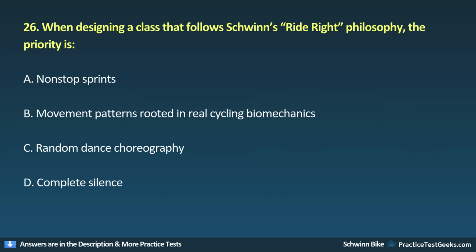26. When designing a class that follows Schwinn's ride-right philosophy, the priority is A. Nonstop sprints, B. Movement patterns rooted in real cycling biomechanics, C. Random dance choreography, D. Complete silence.